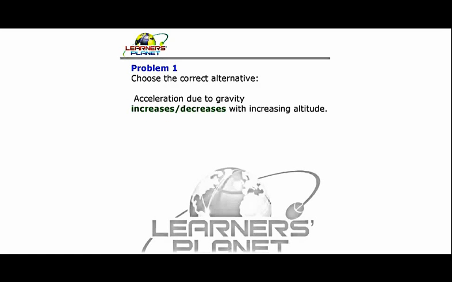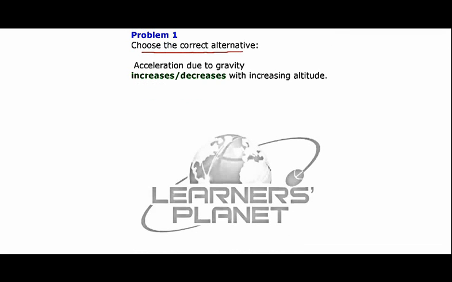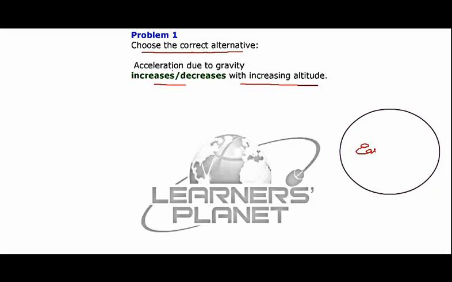Now, according to this problem, we need to choose the correct alternative. The question given to us is whether acceleration due to gravity increases or decreases with increasing altitude. Basically friends, first of all, as we always do, we are going to draw a diagram. Suppose this sphere that I have drawn is our Earth. Now this is the surface of Earth, and on the surface of Earth the acceleration due to this gravitation is known as acceleration due to gravity.